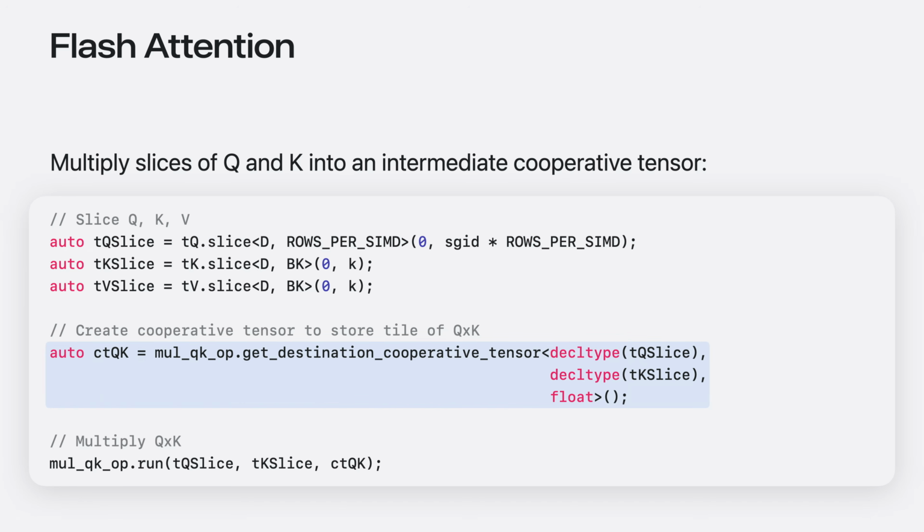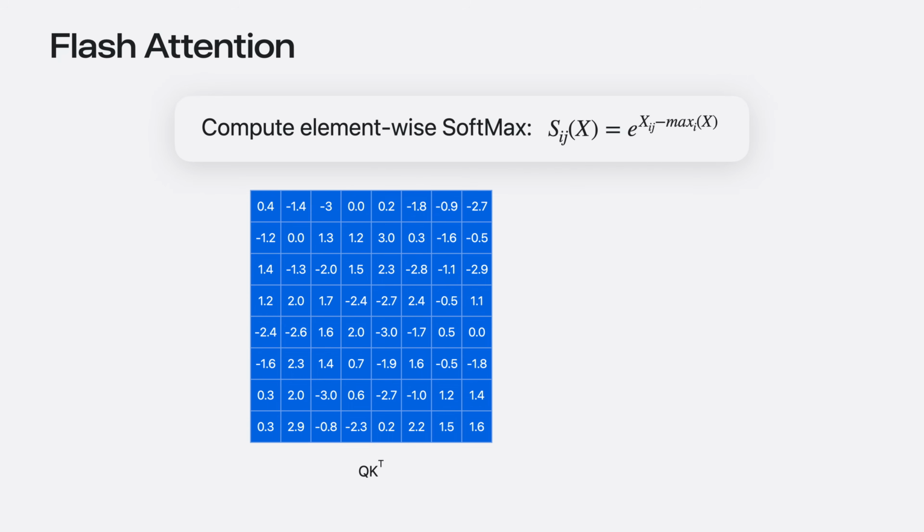We will use a cooperative tensor to store the intermediate matrix so that we can use it as an input to the next step without writing it to the memory. We will compute softmax on the result. To do this, we will need to compute a couple of reductions on the cooperative tensor. Tensor Ops includes a reduce rows function to help with this.